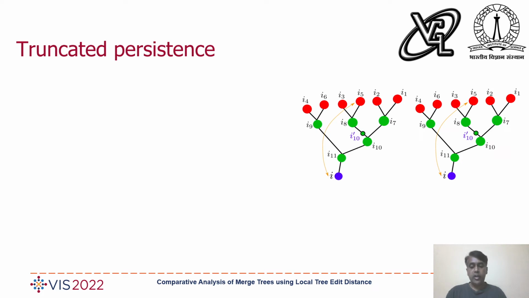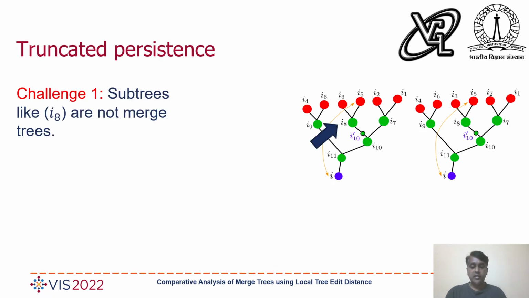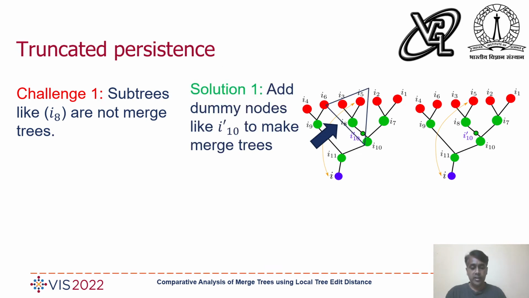We introduce a local comparison into our previous work, Global Merge Tree Edit Distance (MTED), by addressing some issues which made MTED insufficient for local comparisons. Firstly, since subtrees like I8 are not merge trees, we introduce dummy nodes like I-10 with small perturbation in function values from their parent nodes. This satisfies the constraint that all subtrees should be merge trees.